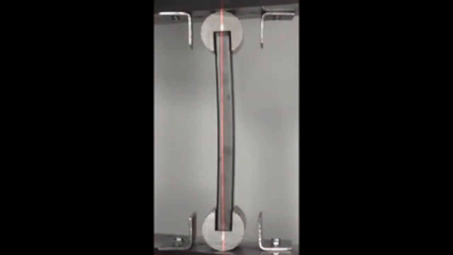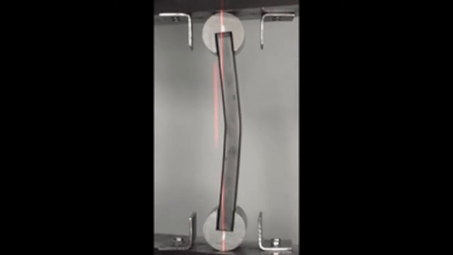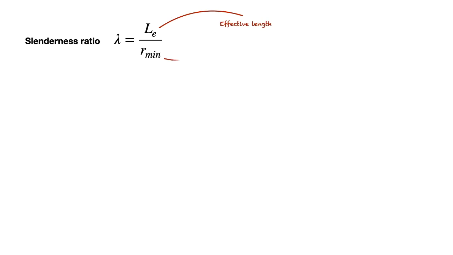So the big question now is, how do you differentiate between a long and short column? How do you know if that particular length will cause buckling? You can do so by using the slenderness ratio. Let's use the symbol lambda to represent the slenderness ratio. Slenderness ratio can be calculated by dividing the effective length by the radius of gyration.